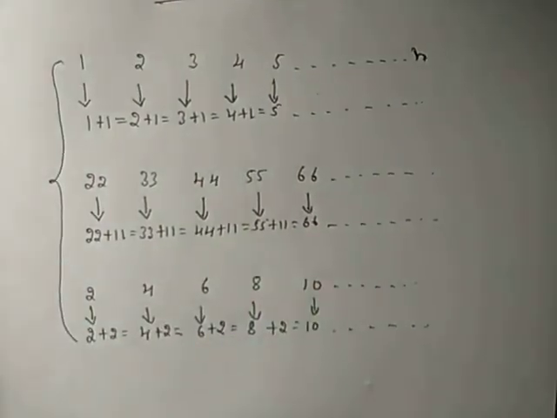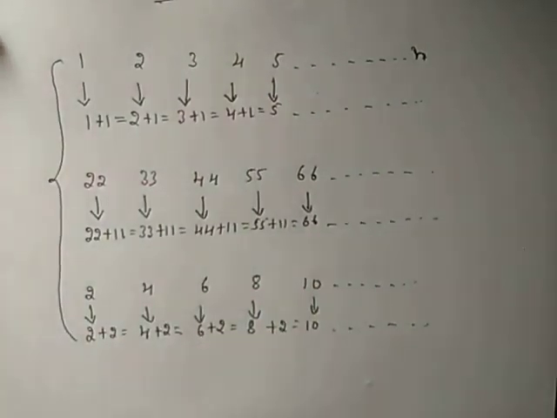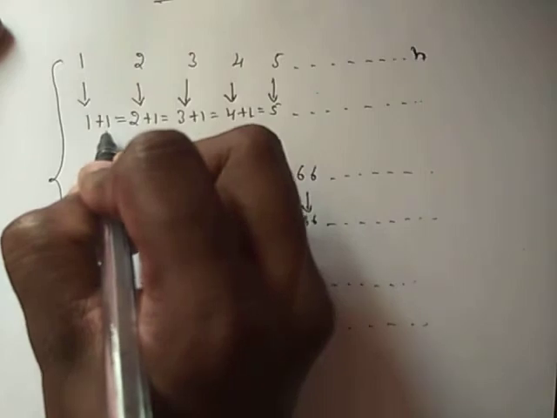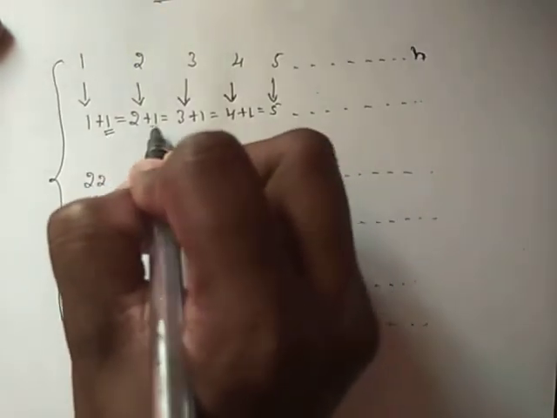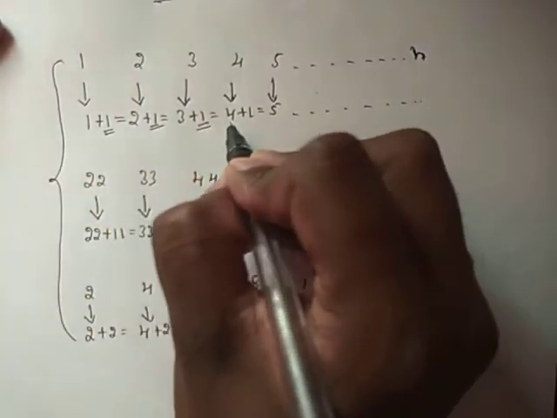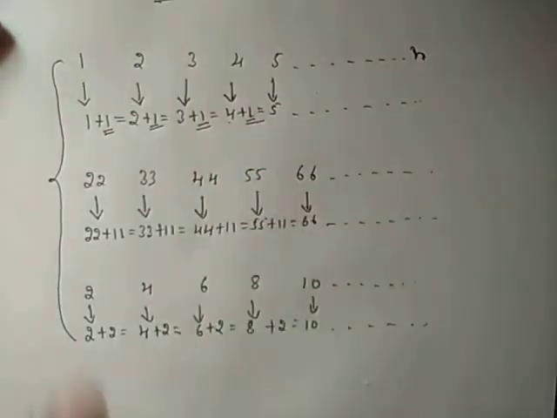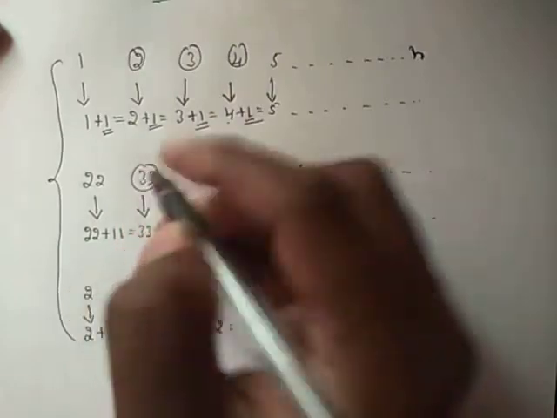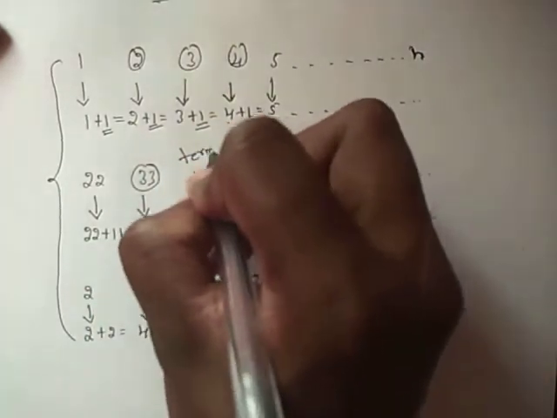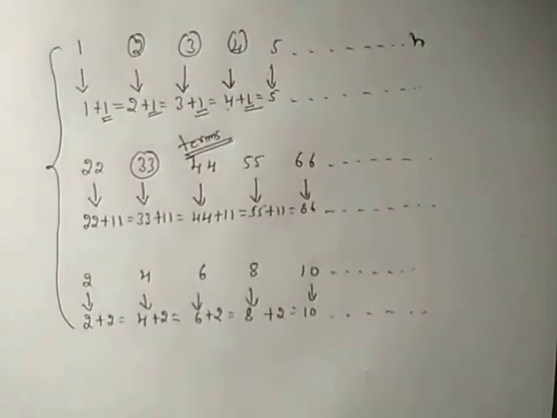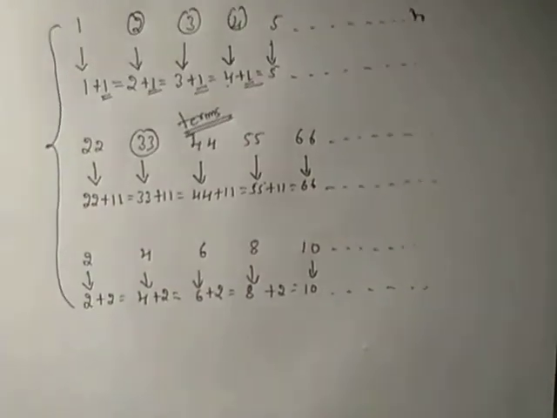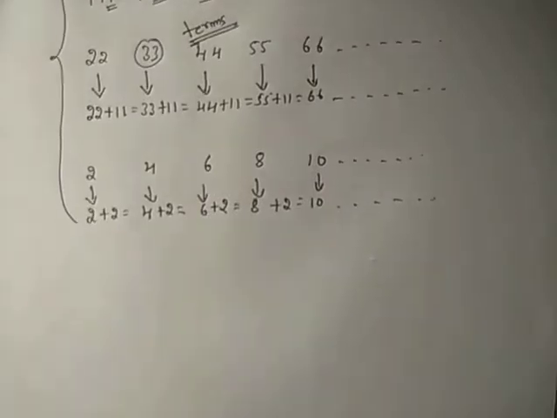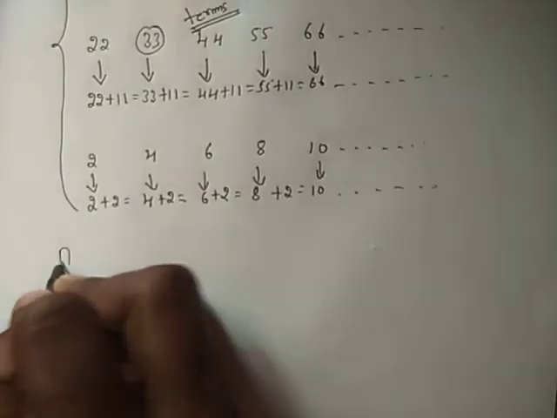In all these examples, what we have observed is that by adding a fixed number, we get the next number. In this, each number is called a term. So by using this concept, now we'll come to the definition. What is the definition of an arithmetic progression?